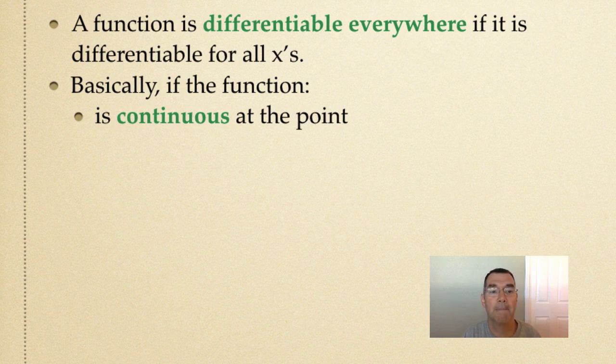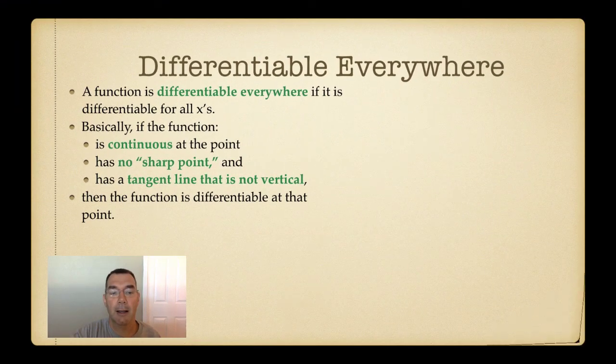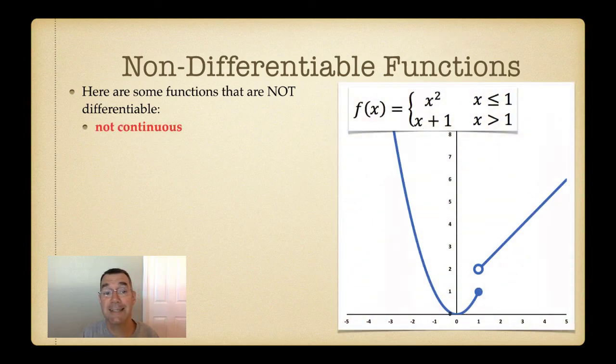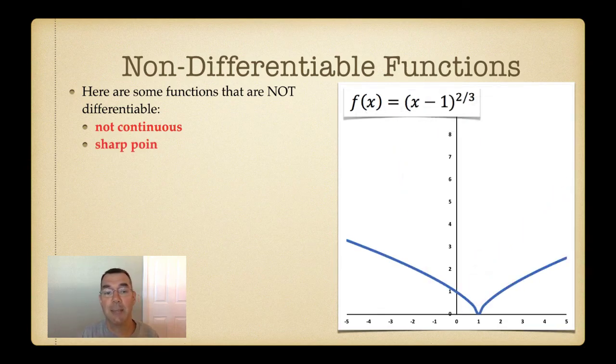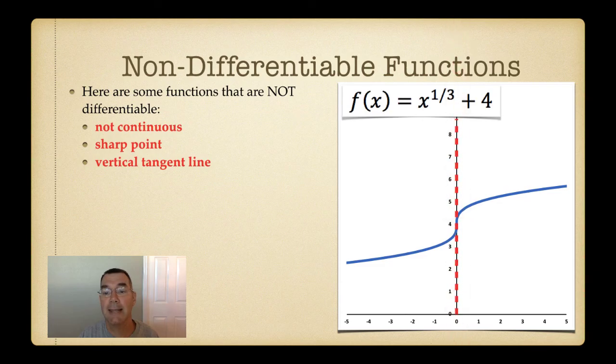But the function has to be basically continuous at the point. It has to have no sharp points, and it has to have a tangent line that is not vertical. Here are some examples of things that would not be differentiable. Here's a situation where the function isn't continuous, so it would not be differentiable at x equals 1. Here's an example of a function with a sharp point, so that would not be differentiable at x equals 1. It would be continuous, but not differentiable. And here's a function with a vertical tangent line at x equals 0, so that is not differentiable at x equals 0.